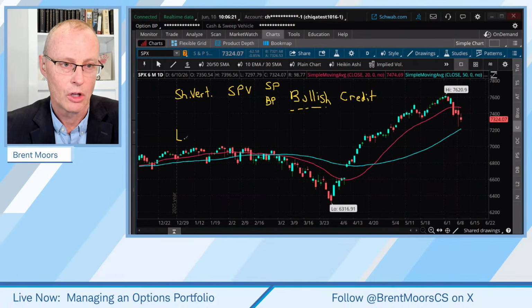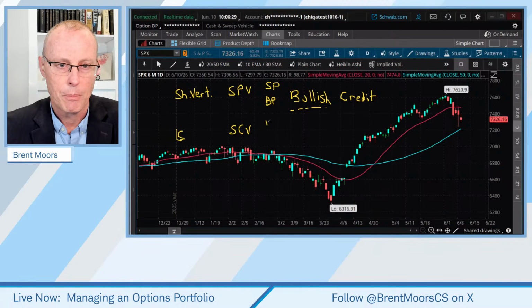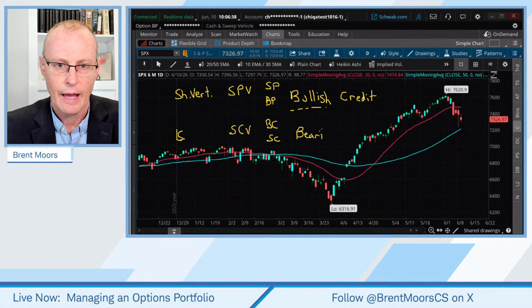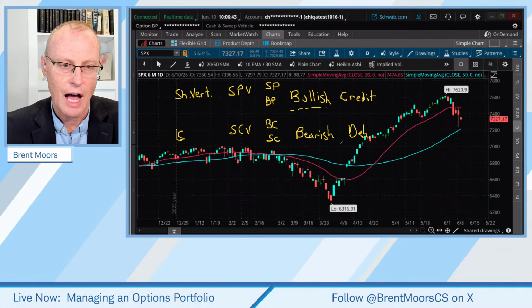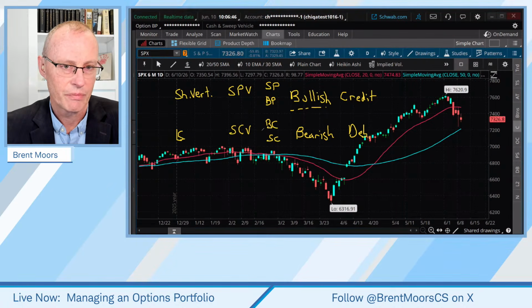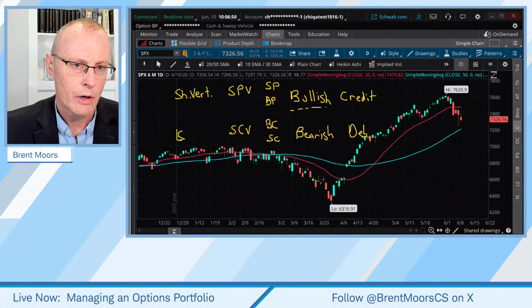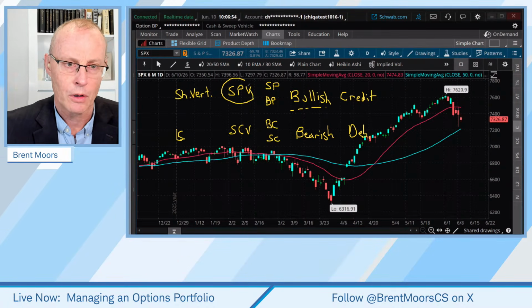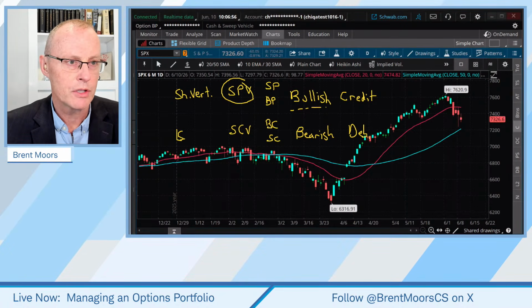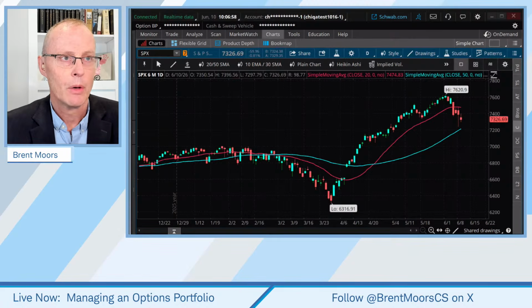In the case of a short call vertical, you're going to buy a call, you're going to sell a call at a lower strike. It's a bearish trade, and it's a debit spread, okay? And you want the underlying stock to go down, okay? So it kind of begs the question, if a long call vertical is bullish and a short put vertical is bullish, when do I do one versus the other? What's the difference there? Well, let's take a look.